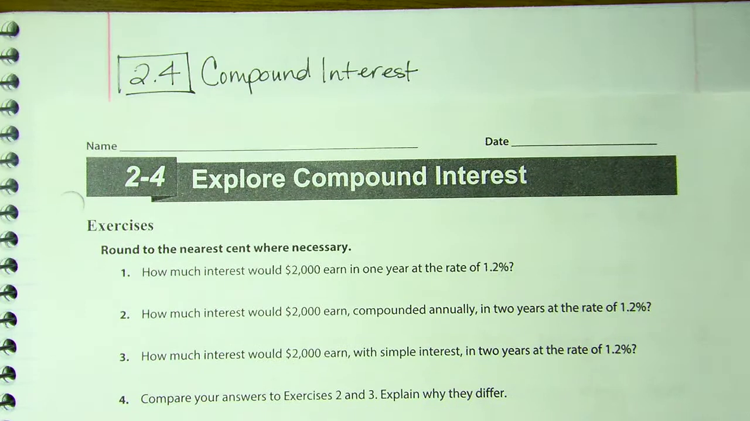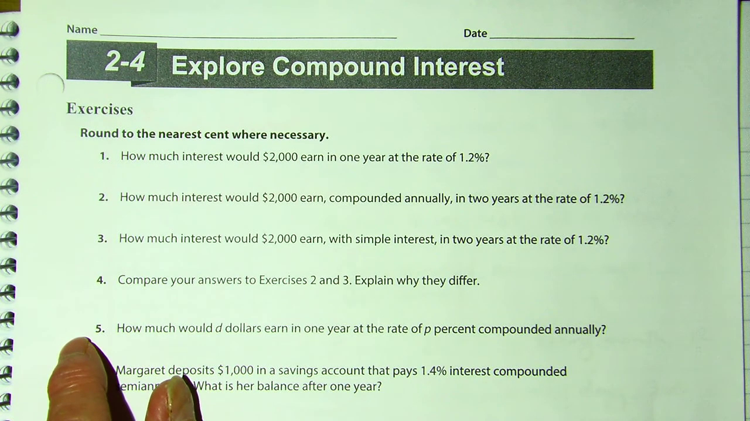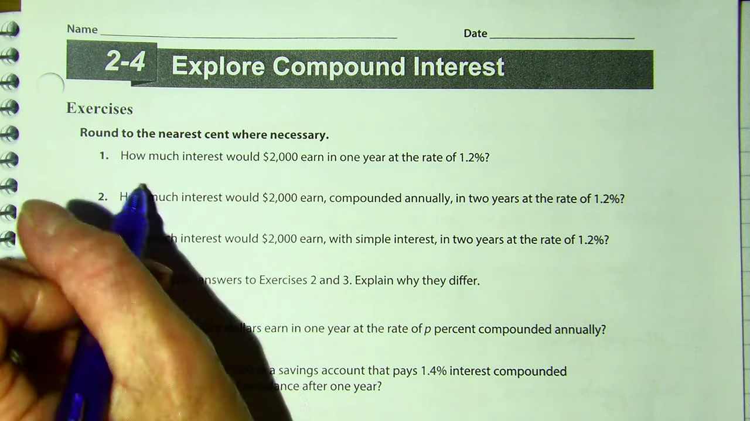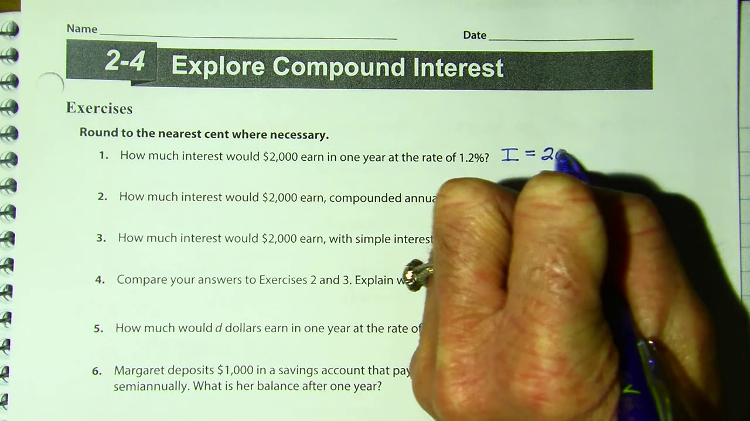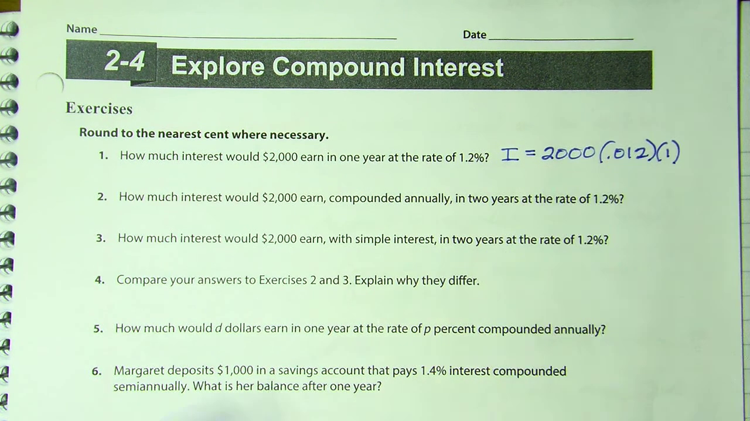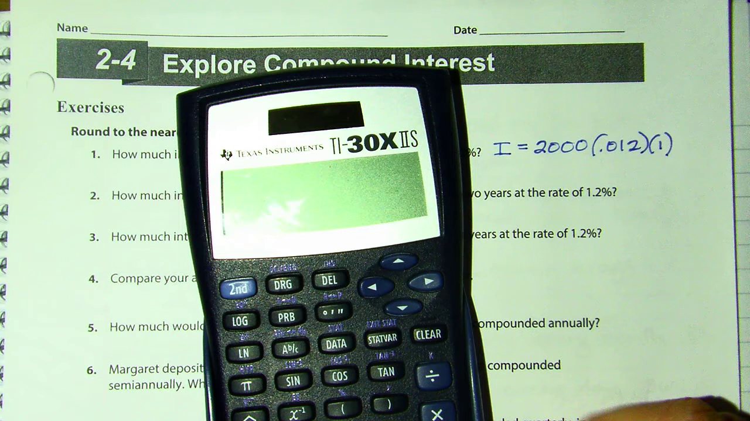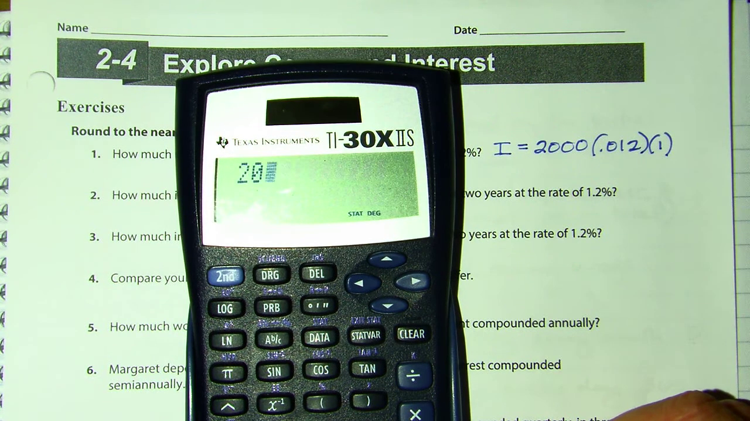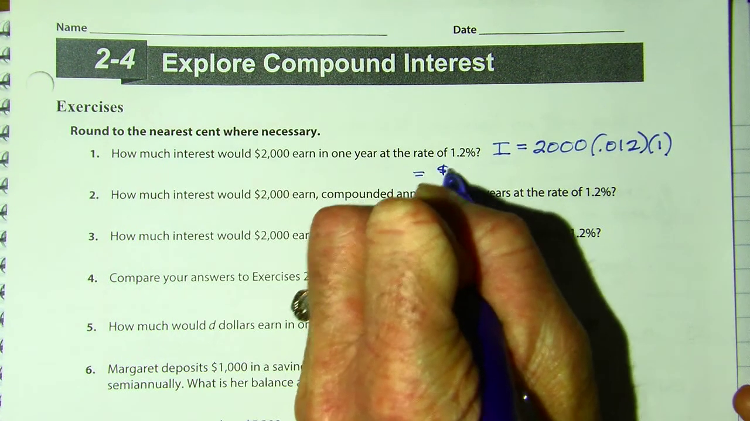So we have to take into account if it's not in terms of 1 year. Okay, so number 1, let's review, and you guys can print this. How much interest would $2,000 earn in 1 year at the rate of 1.2%? So that would be interest equals 2,000 times 0.012 times 1 year. Okay, so I'm going to enter that in my calculator. You could also enter it in Desmos. That's what I did a lot of these calculations on when I don't have my calculator on me, and I get 24. So the answer is $24.